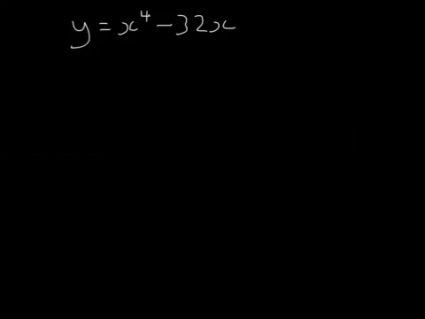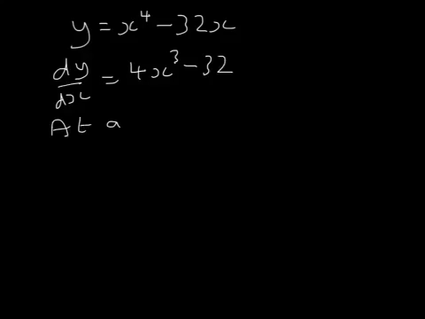So let's prove this algebraically. The gradient function is dy by dx. This allows us to work out the gradient at any point. At a turning point, what did we say before? dy by dx equals 0.